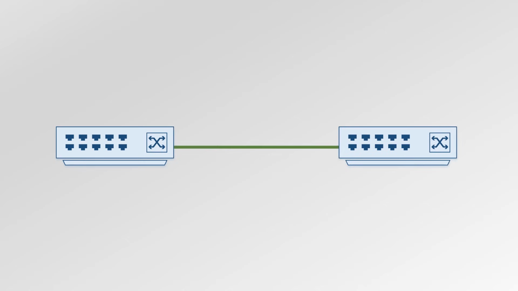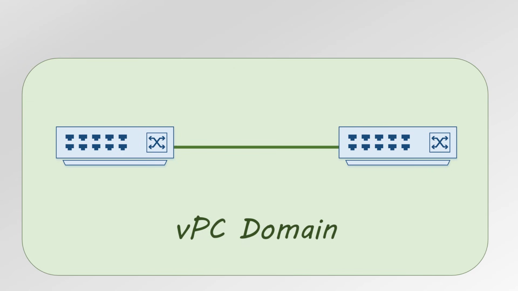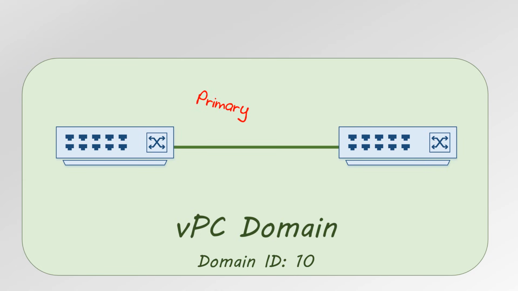Let's start with a few basics. VPC uses two Nexus switches called peers. The two peers and their related components are collectively called a VPC domain. Each domain has a unique value called the domain ID. Each switch can only be in a single domain. One of the switches will be primary, and the other will be the secondary. Both switches forward traffic. The primary switch handles the majority of control plane traffic.